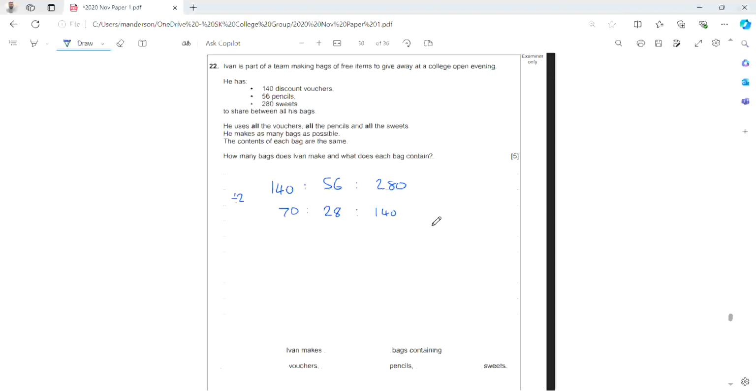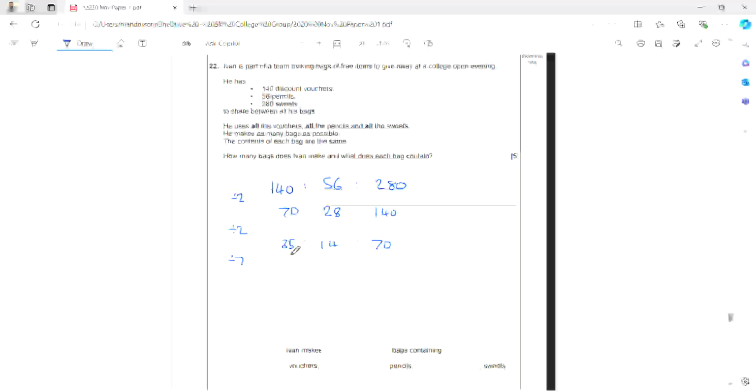I'm then going to check again. And again, all my terms are even, so I'm going to divide by 2 again. 70 divided by 2 is 35. 28 divided by 2 is 14, and 140 divided by 2 is 70. Again, keep going down. 35, 14, and 70. This time I can't divide by 2 because 35 is an odd number, but 35, 14, and 70 are all divisible by 7. So I'm going to divide by 7.